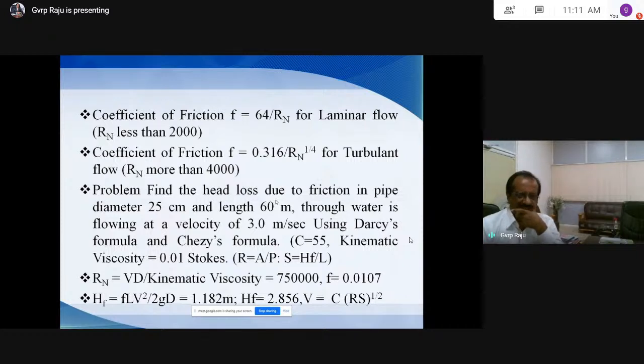So find out the head loss due to friction in a pipe of diameter 25 centimeters. This problem is on head loss due to friction. The diameter is 25 centimeters and the length is 60 meters, and water is flowing at a velocity of 3 meters per second, and we are asked to find out the head loss due to friction using Darcy's equation and Chezy's formula. So the data is given and we need to find the head loss due to friction using Darcy's formula and Chezy's formula.